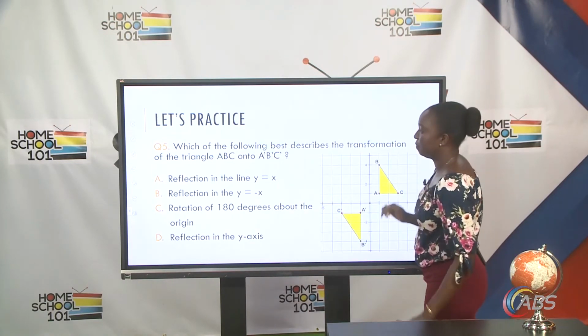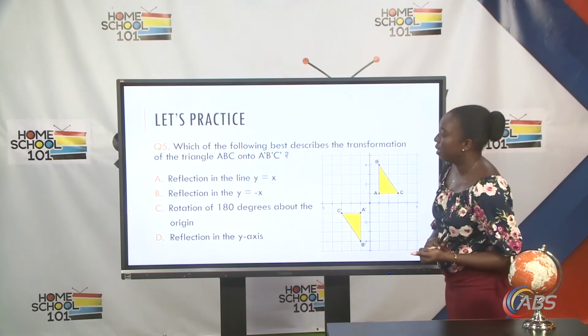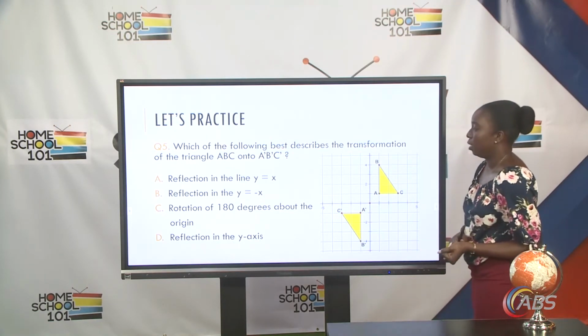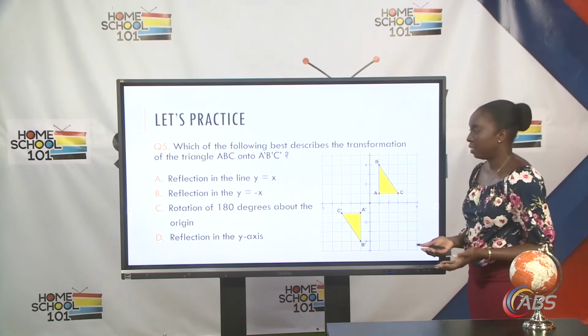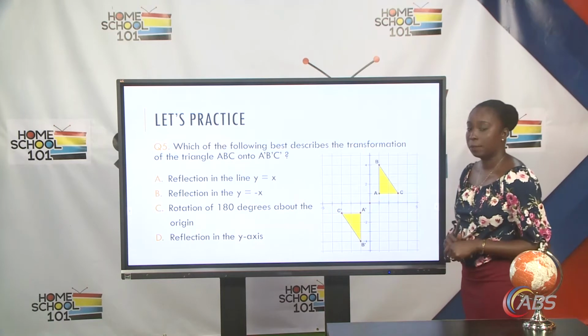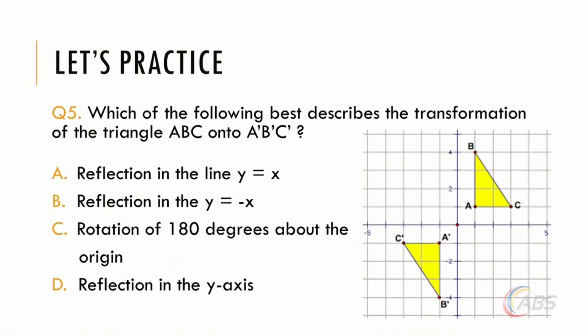Question 5. Which of the following best describes the transformation of the triangle ABC onto A prime, B prime, C prime? Is it a reflection in the line y equals x? Is it a reflection in the line y equals negative x? Is it a rotation of 180 degrees about the origin? Or is it a reflection in the y-axis?